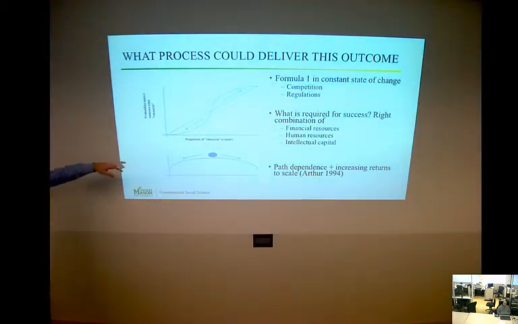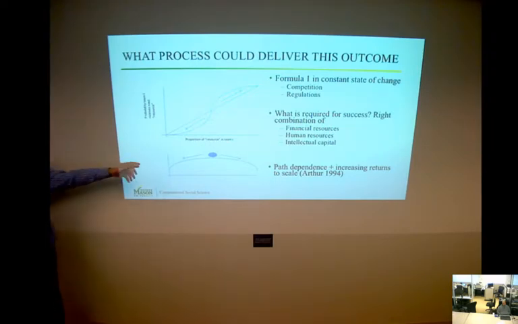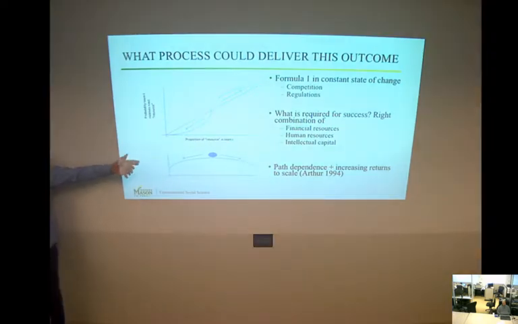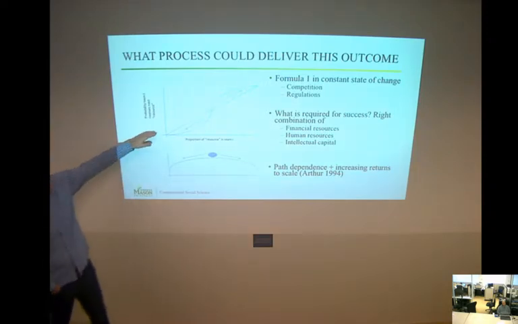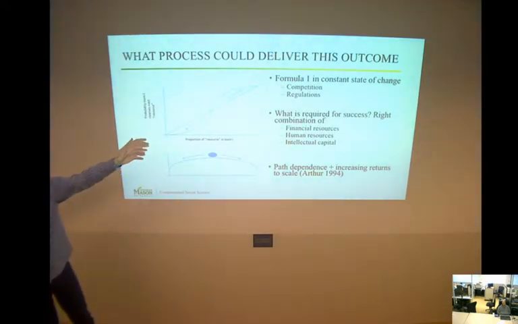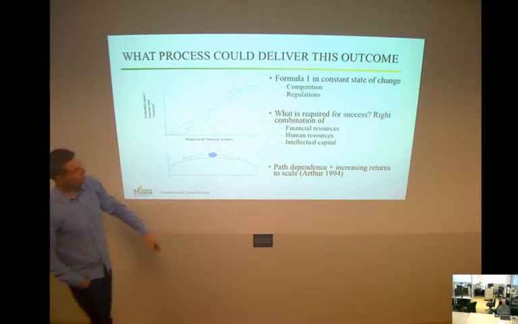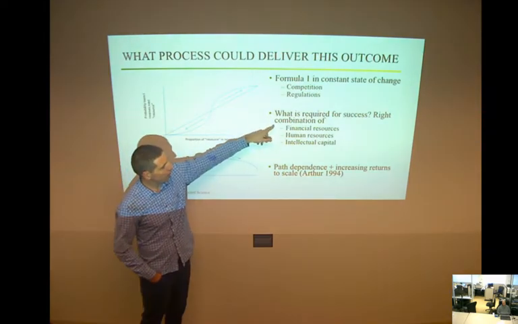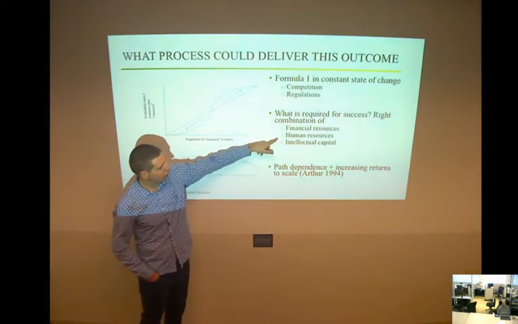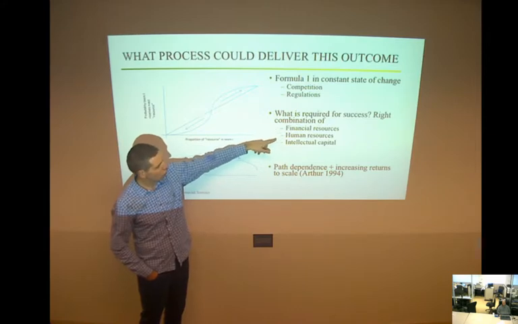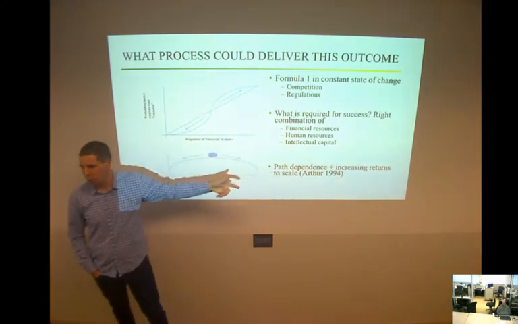that I came across is path dependency and increasing returns to scale, which conveniently comes from Brian Arthur at Santa Fe in the complexity world. The big thing is that Formula One is in a constant state of change. There's always new regulations, testing, teams are updating. So it's all about being successful all the time. And it's also about having the right combination of resources: financial, human resources, and intellectual capital.